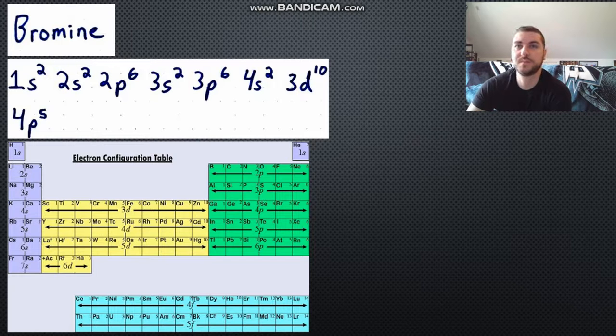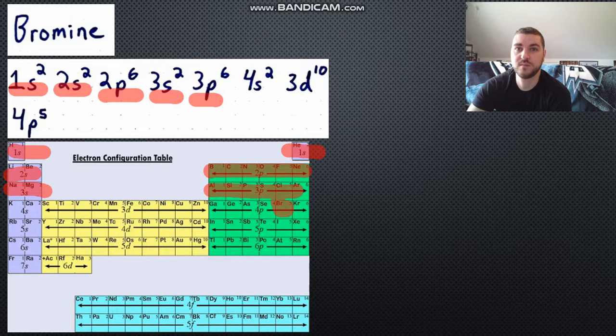This is bromine. So this one's much more difficult. Bromine is way down here. It has 35 electrons. We will fill the 1s sublevel first, 1s2. Then we'll fill the 2s sublevel. Then we'll fill the 2p sublevel. We'll fill 3s. We'll fill 3p. We'll fill 4s.